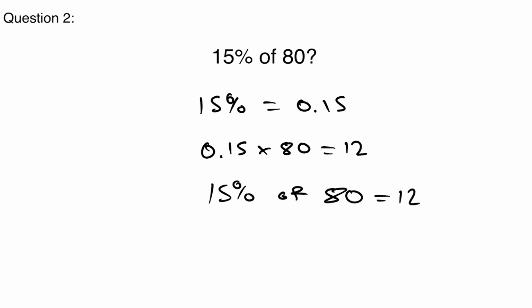So a key tip is you need to remember that percent means out of 100. So that's why we move the decimal place 2 places over. And a common mistake is that students will forget to convert the decimal, or the percent, before multiplying. You need to multiply a decimal with the whole number, not the percent.